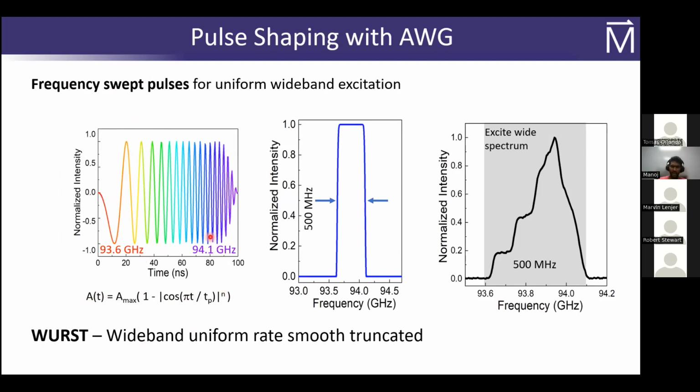So if we have a chirp width of 500 megahertz, then we excite a spectrum uniformly across about 500 megahertz. That means if we have a radical here, the spectrum of which spans 500 megahertz, then we can excite the whole spectrum using these frequency swept pulses.